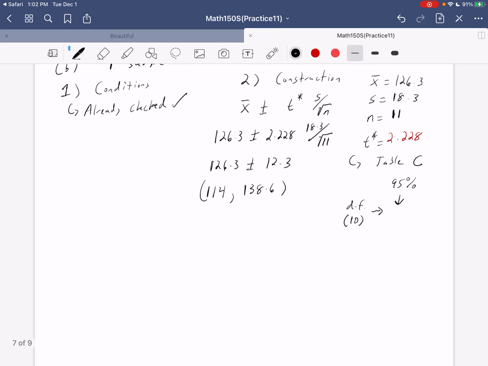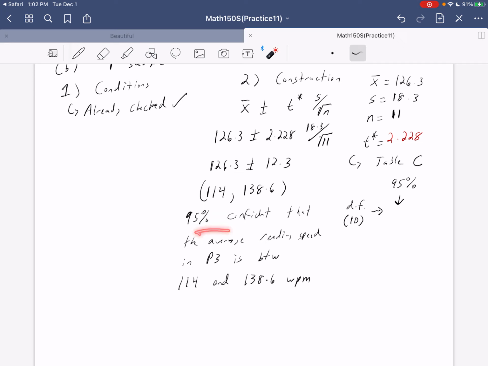So what does that actually mean then? Well, we'd say we're 95% confident that the average reading speed in program 3 is between 114 and 138.6 words per minute. Does this mean that 95% of the students in program 3 end up in here?